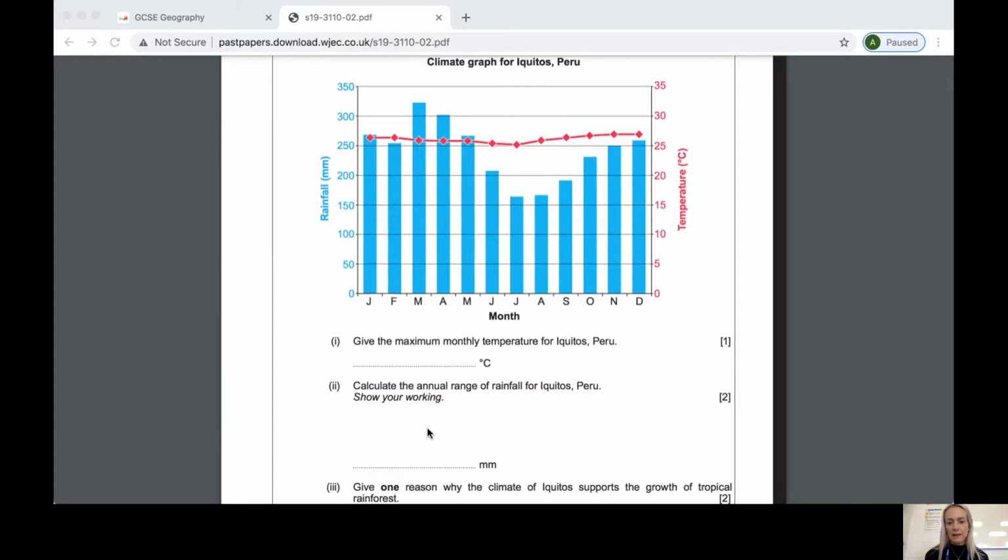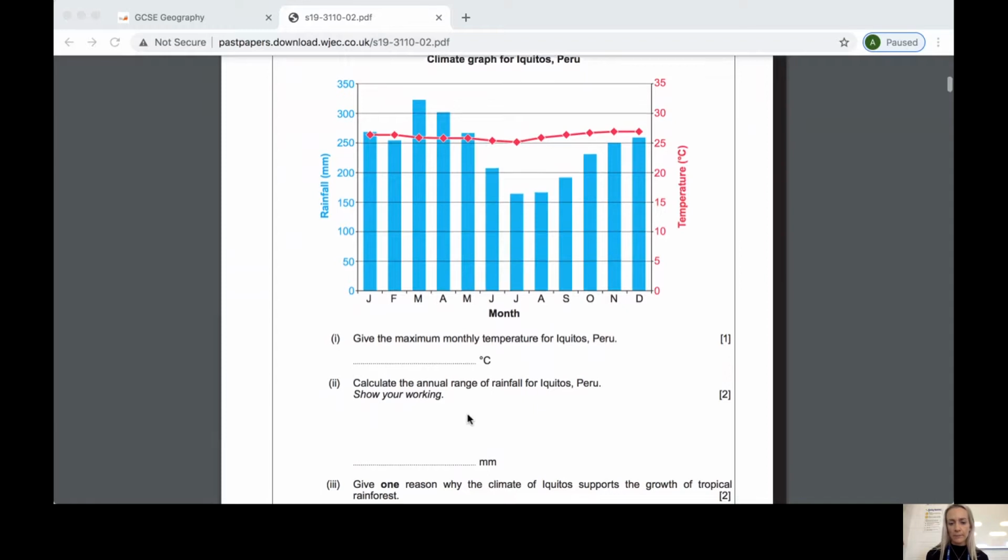Next question is, calculate the annual range of rainfall for Iquios, Peru. Now to calculate the range, you need to take the smallest from the largest and show your working. So you get 2 marks here. 1 mark is for showing your working around this area here. And then underneath on the line, you need to put the actual answer. So you need to take the lowest rainfall from the highest rainfall. So you can see this one here in July is your lowest rainfall, and your highest rainfall is in the month of March. So you need to do that calculation there.